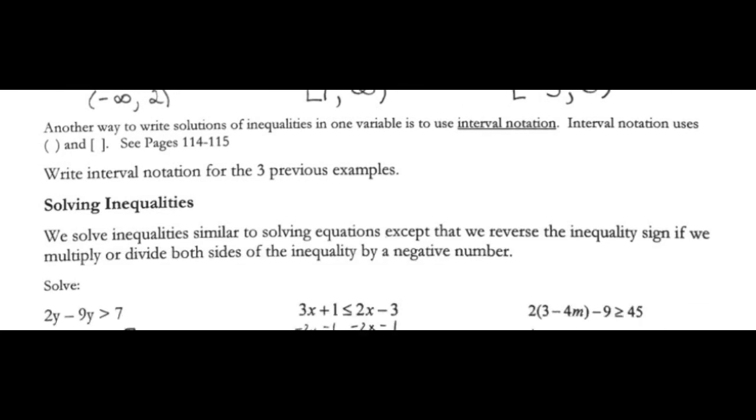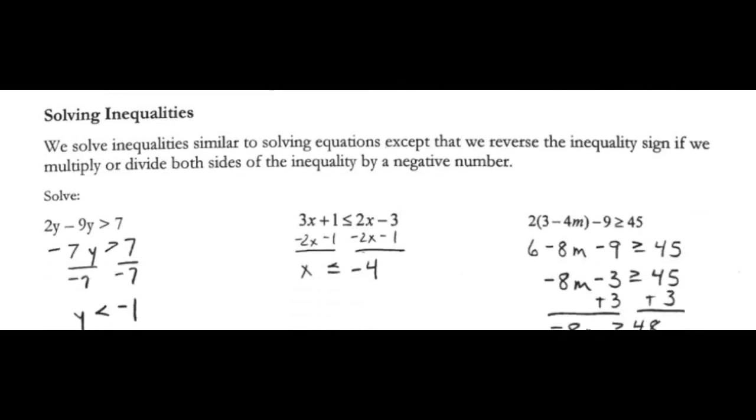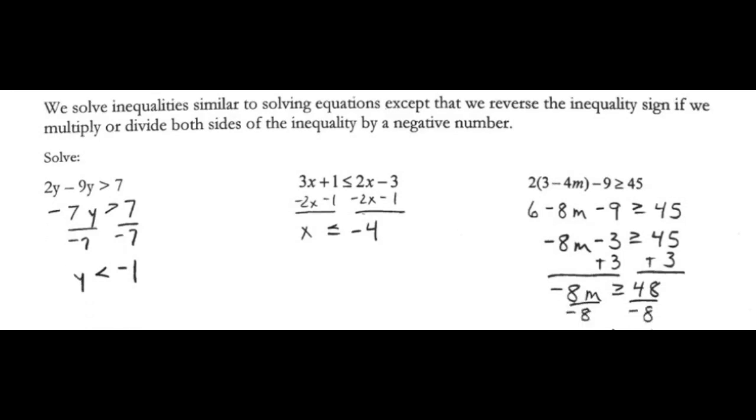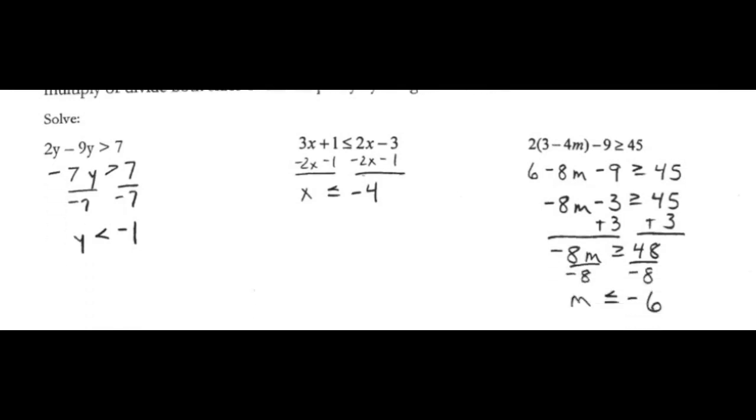We want to solve inequalities. We solve inequalities very similarly to the way we solved equalities. The only difference is whenever we multiply or divide by a negative number, we must reverse the direction of the inequality. Our first problem, we combine like terms.